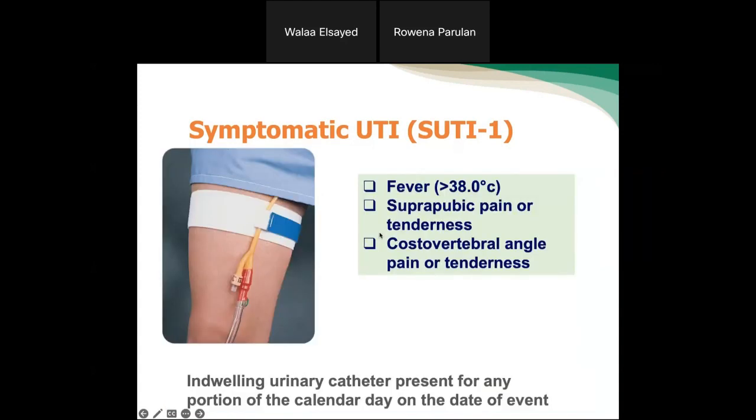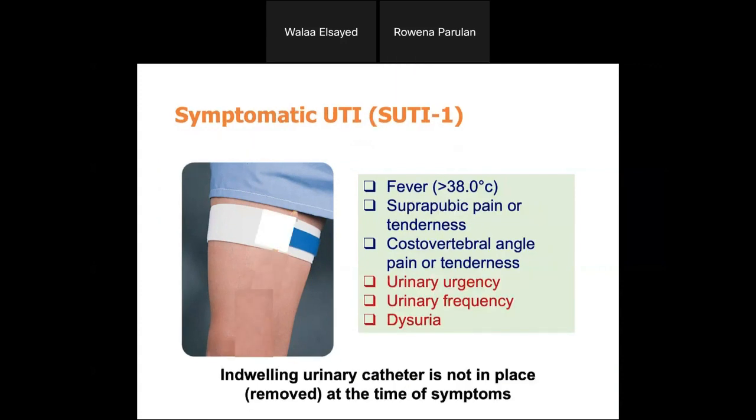SUTI 1, what are the symptoms in the presence of the catheter, when the catheter is still inside the patient? That is the fever, more than 38, suprapubic pain or tenderness, costovertebral angle pain or tenderness. The patient whose catheter was removed on the date of event or the day before can have urinary urgency, frequency, or dysuria. All right.